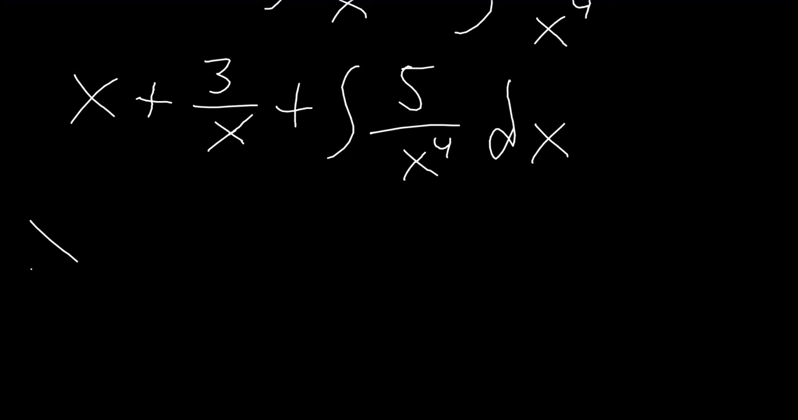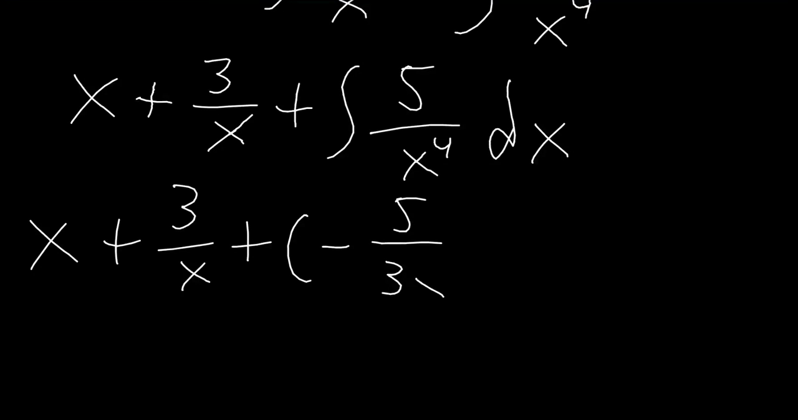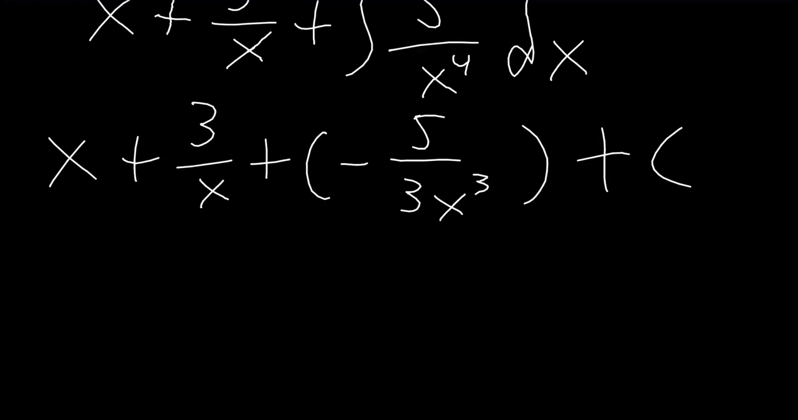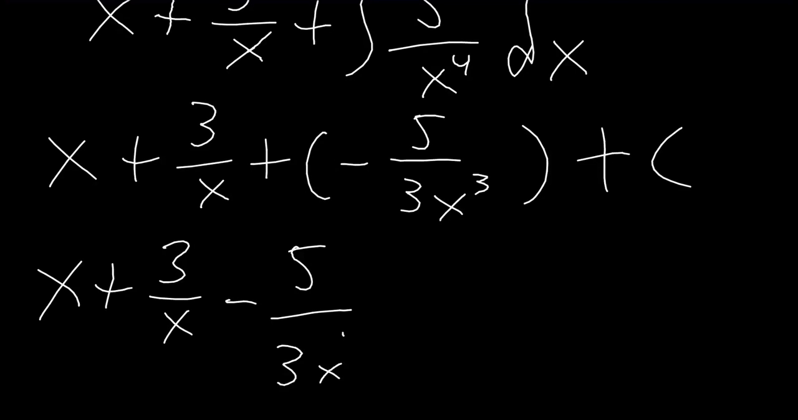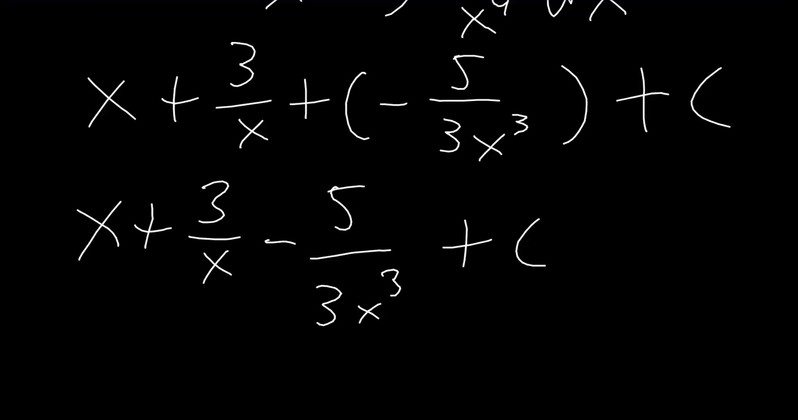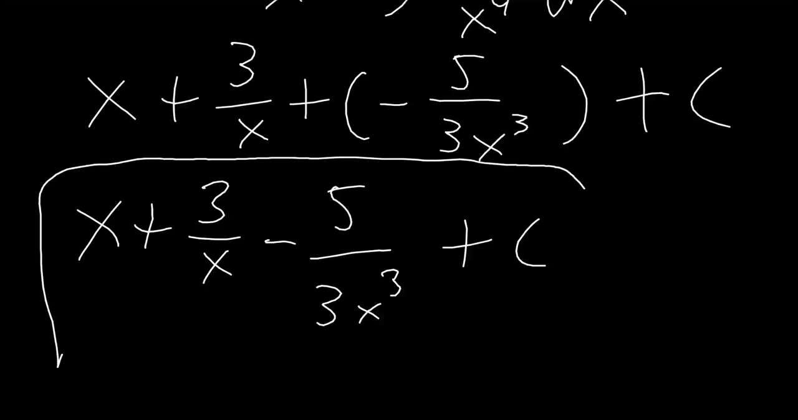So this will just be x plus 3 over x plus negative 5 over 3x cubed plus c, or x plus 3 over x minus 5 over 3x cubed plus a constant c. And this will be our final answer.